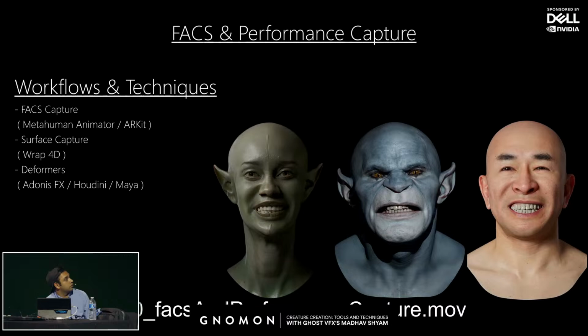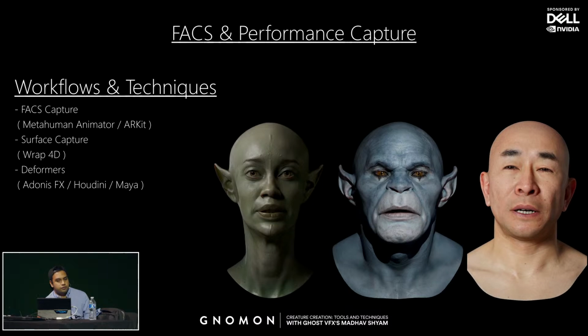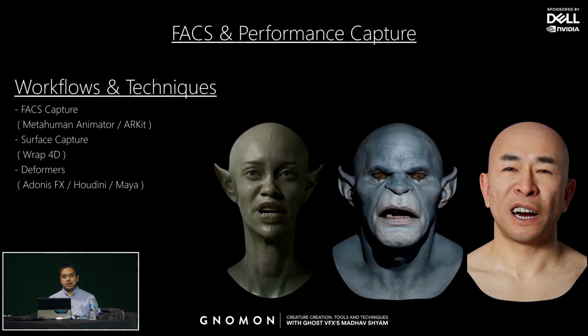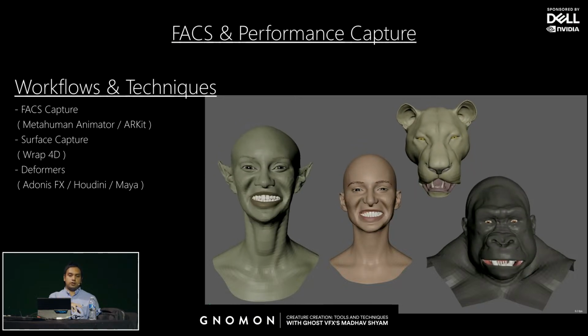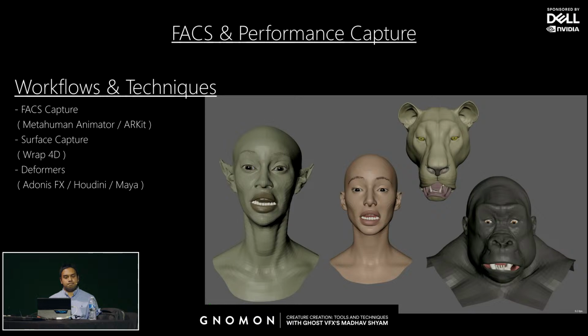As you can see with this example, the really interesting thing is that if you go for a FACS-based approach, you can transfer performances between different types of characters very easily, because as long as they check off the same key expressions, you can swap performances from one character to the next. In the other example, I took the female human to the alien, to a primate, to a lion, and it's not perfect. You have to do quite a bit of cleanup to make it feel more accurate, but you can get really far with just transferring some of that data. So that's the FACS-based approach for performance capture.